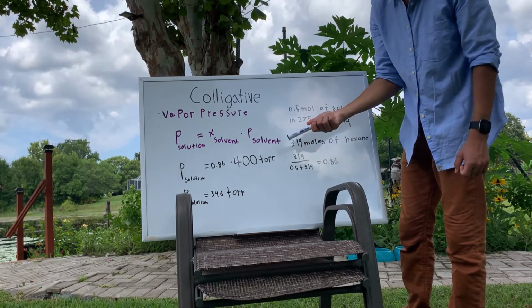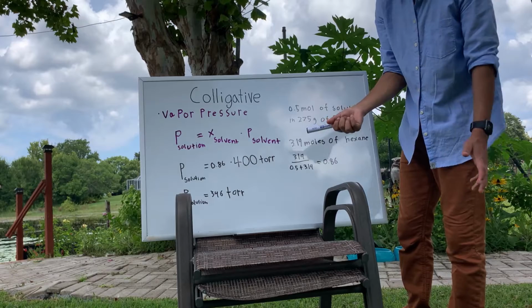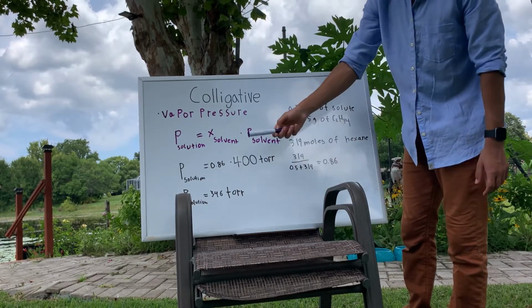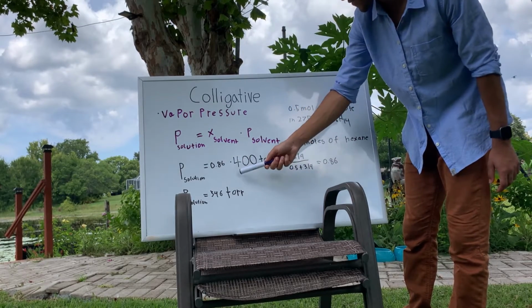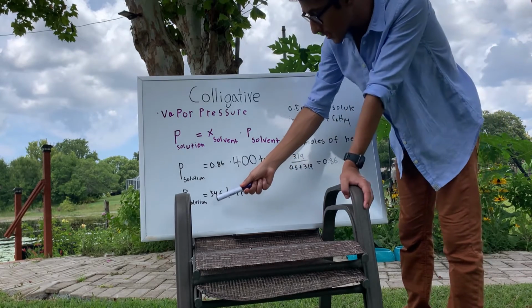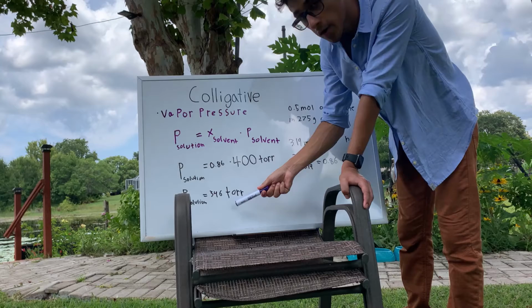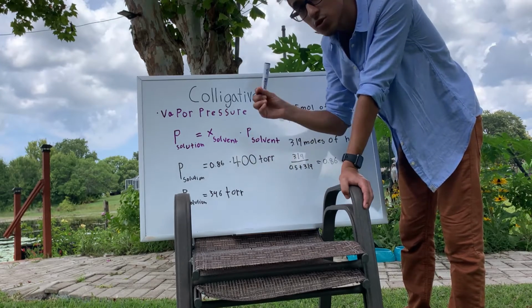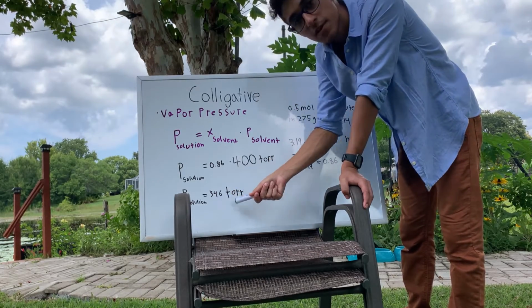Next, you need the pressure of the solvent. This will usually be given to you in the problem, or you'll get a literature value. So you do 0.86 times 400 torr, which is the vapor pressure of hexane, and you should get about 346 torr. And this makes sense because you added a little bit of solute and the vapor pressure will decrease by a bit.